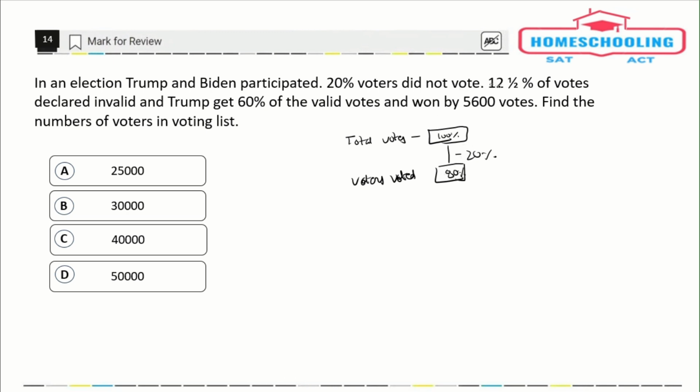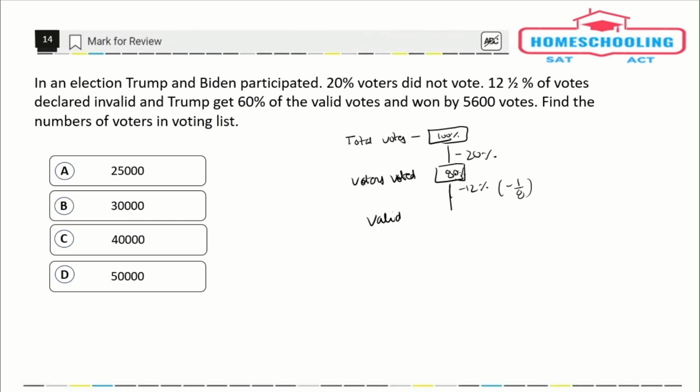Didn't vote. And 12.5% of the vote. So 12.5% would be how much? Of the votes declared invalid. So valid vote would be how much? 80 minus 12.5%. 12.5% can also be written as how much? Minus 1 by 8.